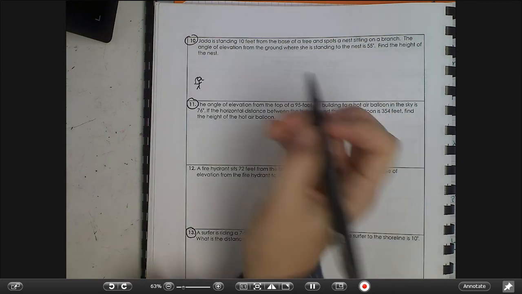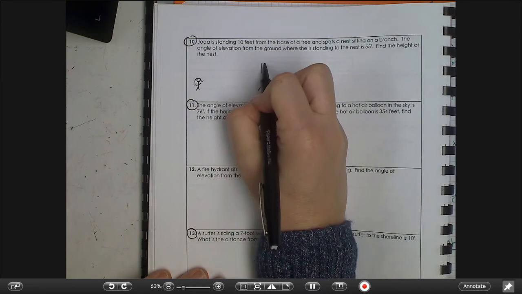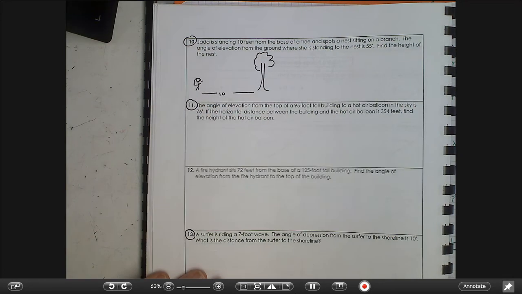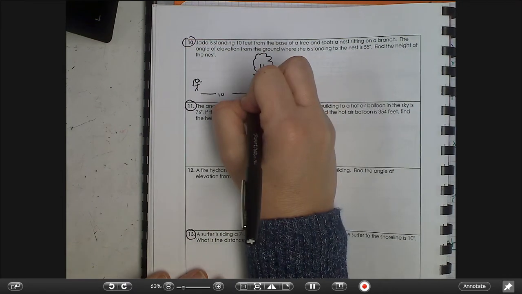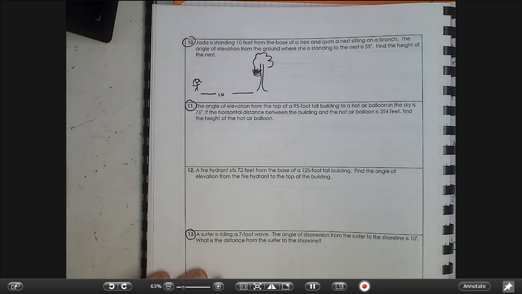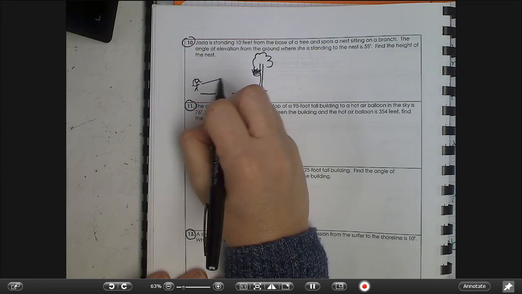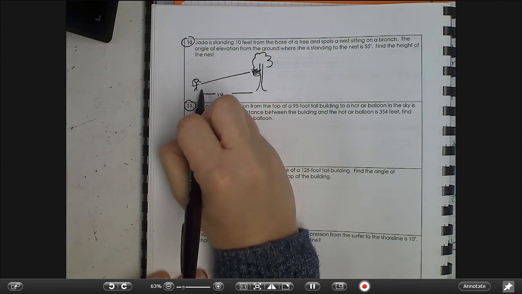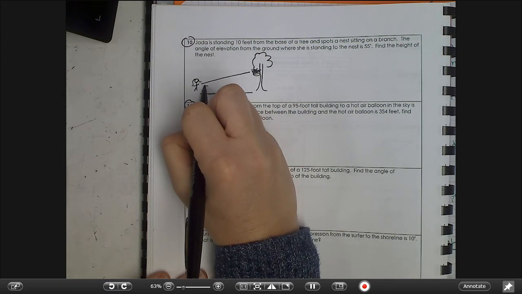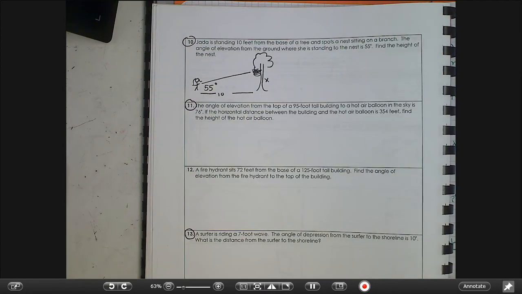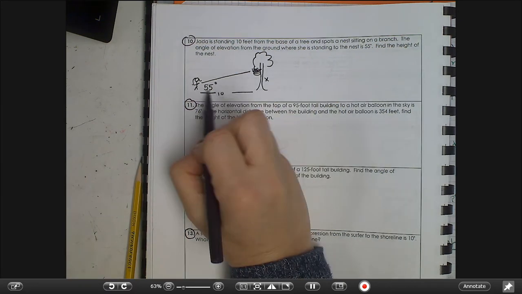She's standing 10 feet from the base of a tree, and spots a nest sitting on a branch. There's our bird's nest. So she's looking at the bird's nest. The angle of elevation from the ground where she is standing to the nest is 55 degrees. How high up is the nest? So do you see that right triangle kind of tucked in there, right here?